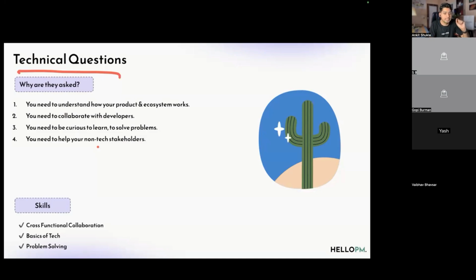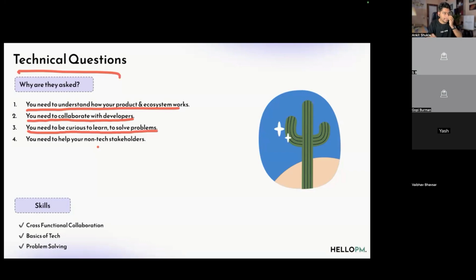Why it is important for any product manager to learn tech. Okay. There are four reasons. First of all, you need to understand how your product works. You need to understand how to collaborate with developers. You need to be curious to learn to solve problems, because your understanding of tech also tells other people whether you are curious enough or not.